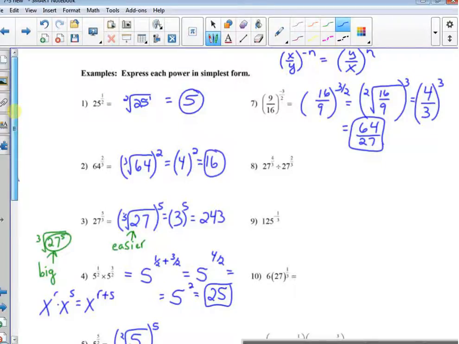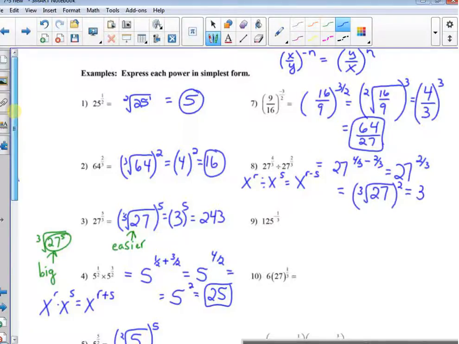Number 8. Now for this rule, I should remember that x to the r divided by x to the s equals x to the r minus s. So I'm going to do 27 to the 4/3 minus 2/3. And that equals 27 to the 4 minus 2, which is 2/3. And then I'm going to simplify that. So that is the cubed root of 27 squared, which is 3 squared, which is 9.